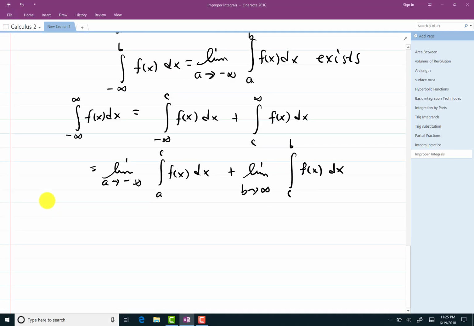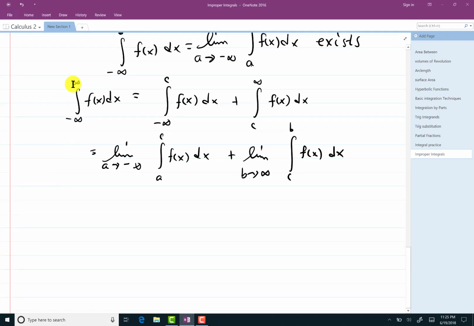This is considered to converge if both of these limits exist. So both integrals must exist. Notice I'm using a different letter just to really drive that point home. Let's do an example to illustrate what I'm talking about.